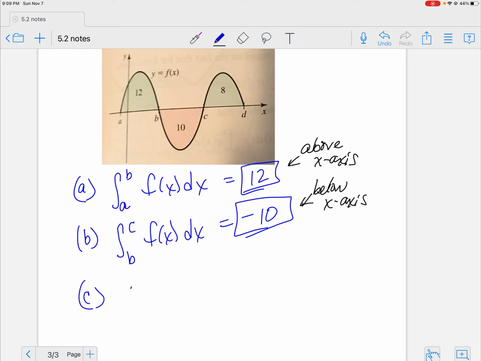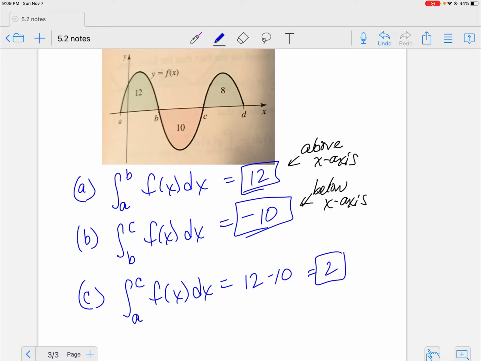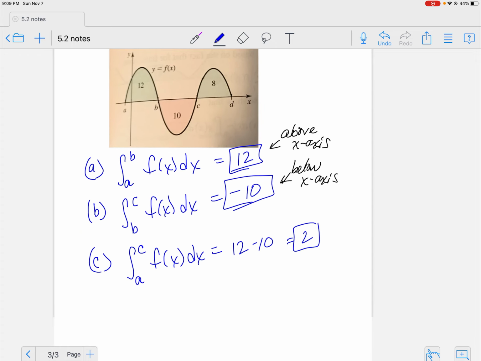What if I want to find the integral from A to C of my function? What's that? Yep, I've got this piece which is positive and this piece which is negative. So I have 12 minus 10 giving me 2 net area. Interesting, right? Yes, because you have the positive above, the negative below. That's the moral of that story.